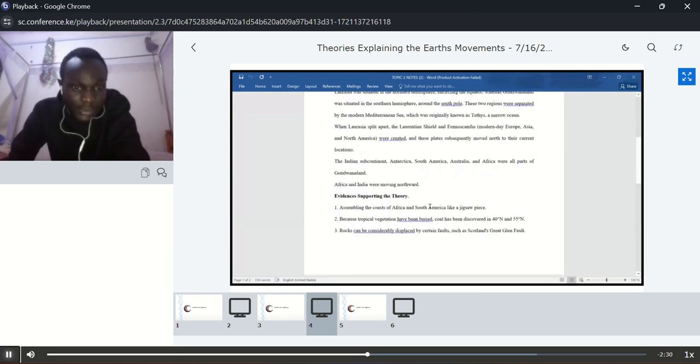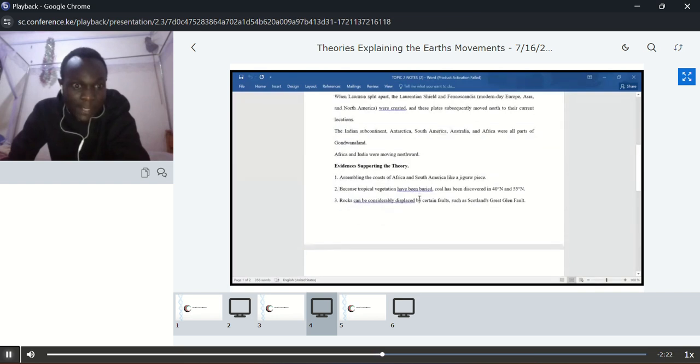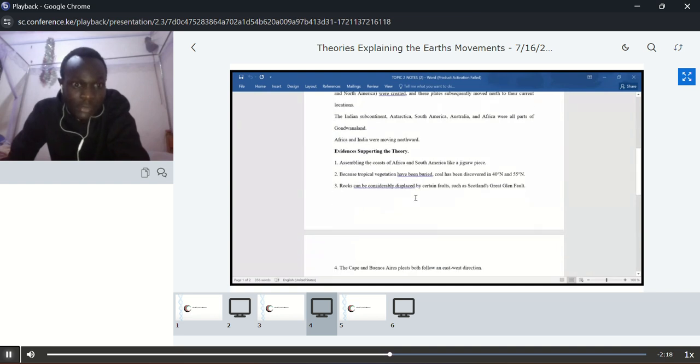The Indian subcontinent, Antarctica, South America, Australia, and Africa were all parts of Gondwana, and Africa and India were moving northward. We have the evidences supporting the theory. Number one is assembling the coasts of Africa and South America like a jigsaw puzzle.